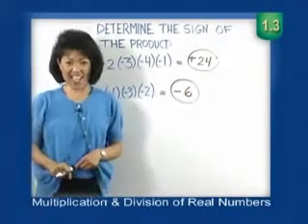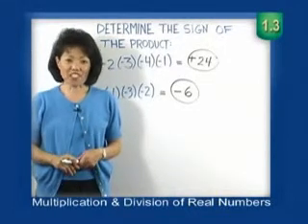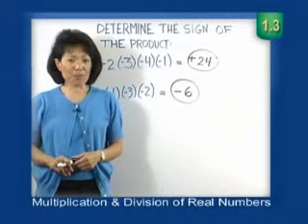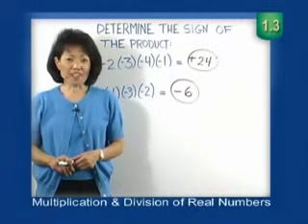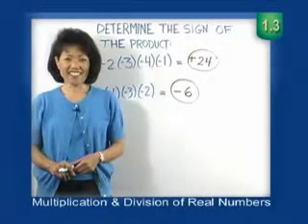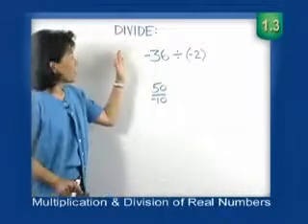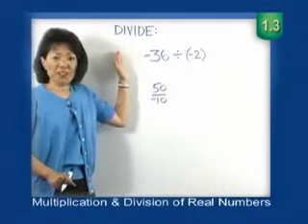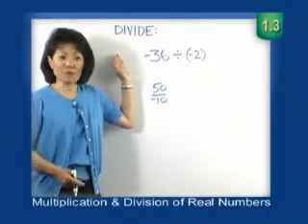So again, don't forget, simply count the number of negative signs. If there's an even number, the product is positive. If there's an odd number, the product is negative. Now let's look at dividing real numbers. We're going to divide the following. Now, the one thing great about dividing real numbers is this. You don't have to learn another rule.